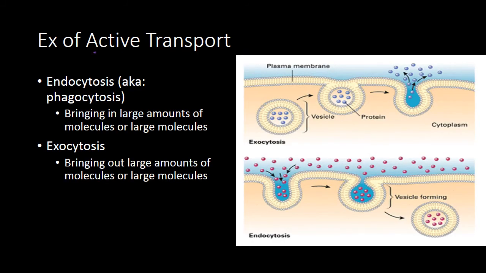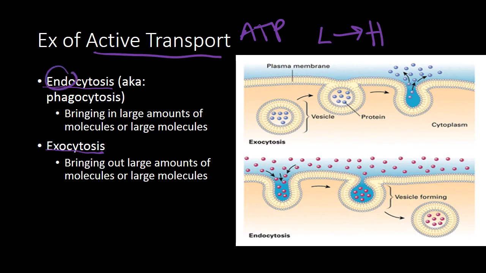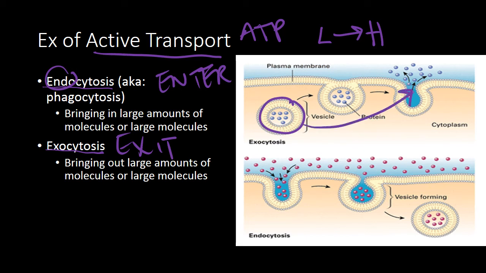The next one is an example of active transport. Remember, active uses ATP. I'm going from low to high, and I'm using ATP. There are two types, endocytosis and exocytosis. Endo means enter, so endo, enter. Exo, like exit. So basically for both of these, I'm using a vesicle, which is cell membrane, to either move stuff out, so that's exo, or to move stuff in, which is endocytosis.